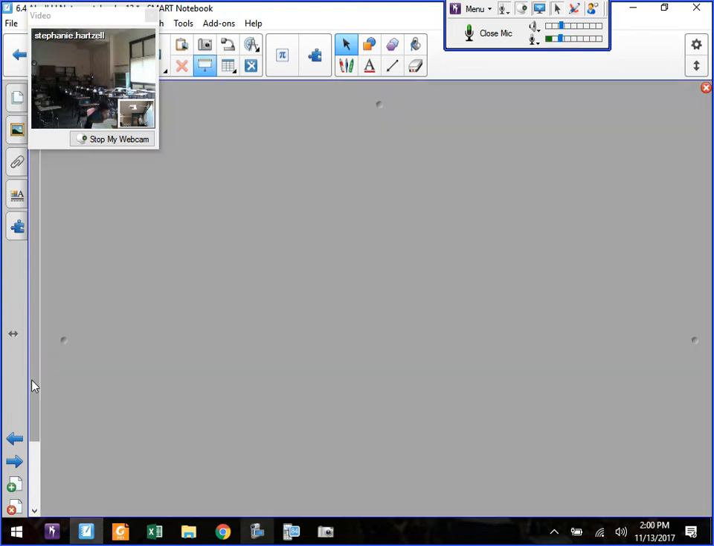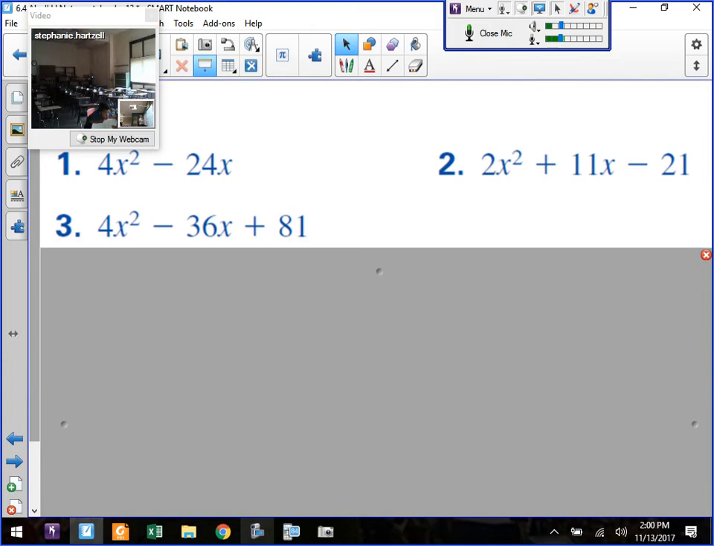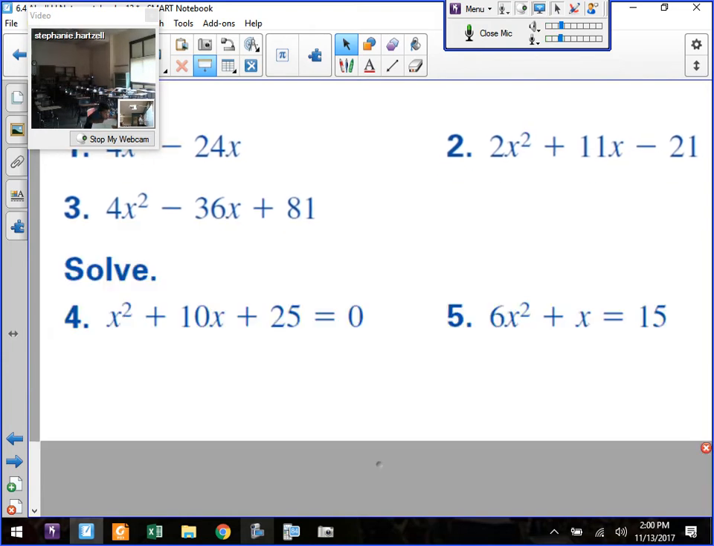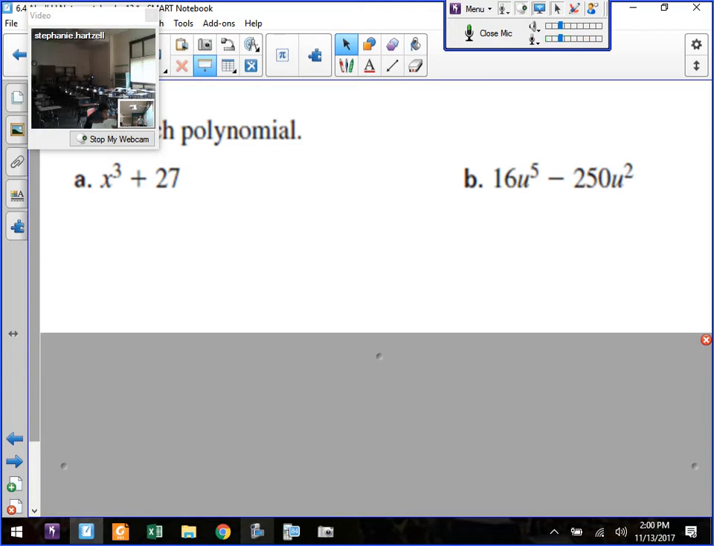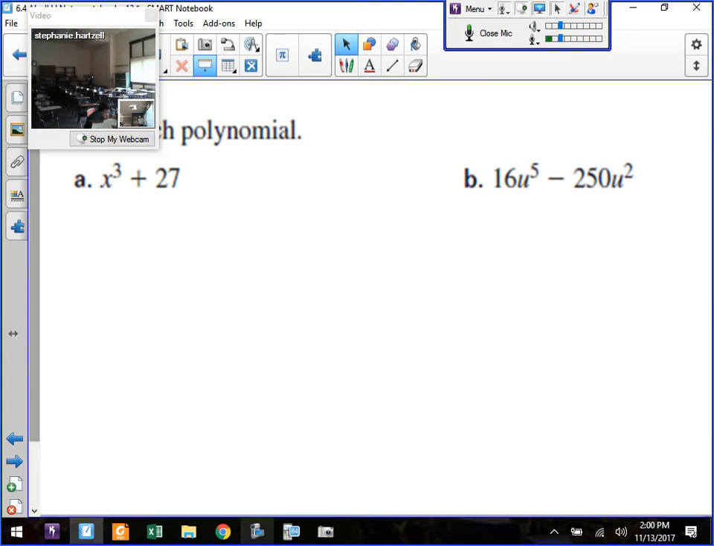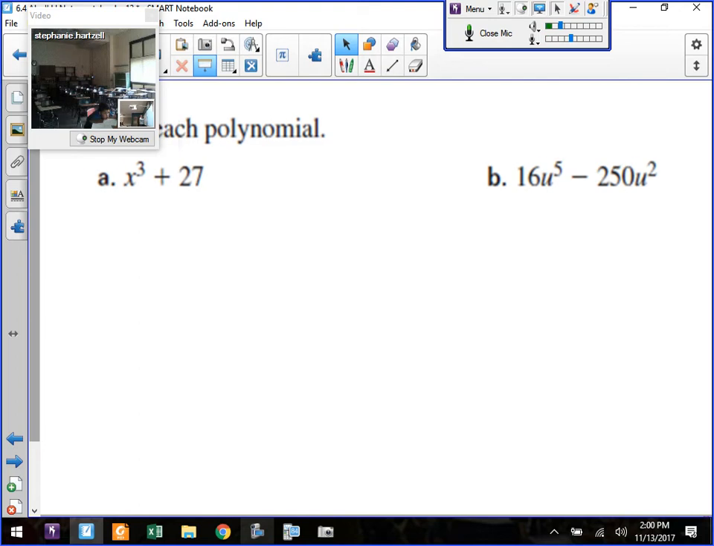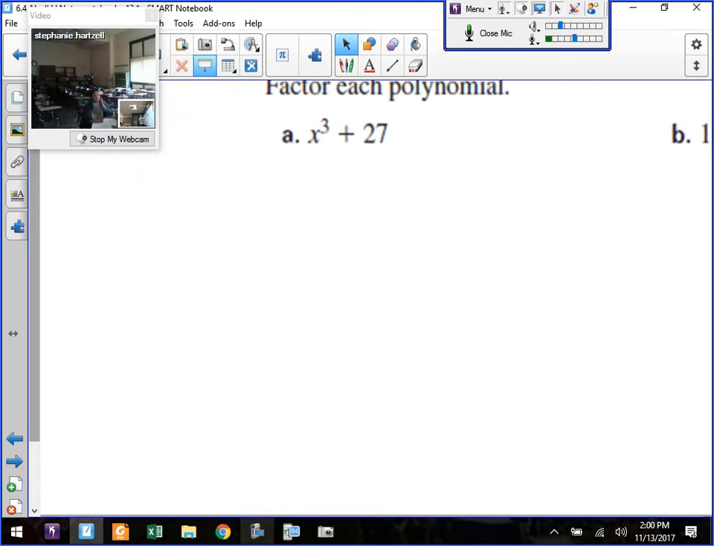We did this one. No, we did. This is easy. And go into stuff like this. Now what do you do? So we'll start with this one. X cubed plus 27.